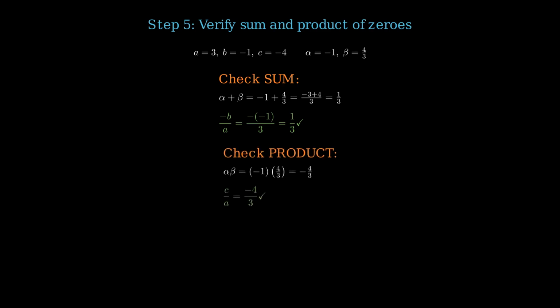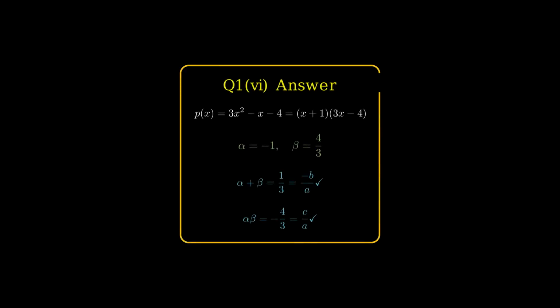Product of zeros, -1 times 4/3 equals -4/3. C over a equals -4/3. Product is verified. All coefficient relationships are confirmed.